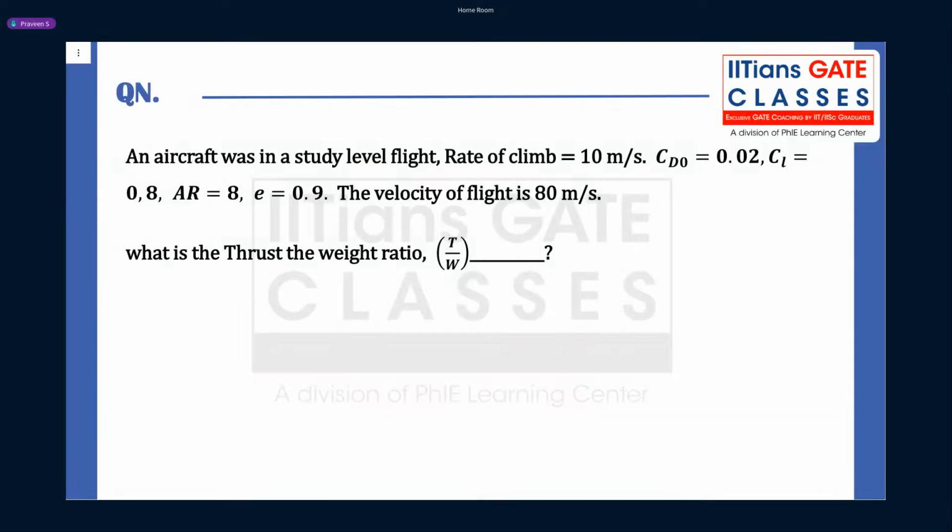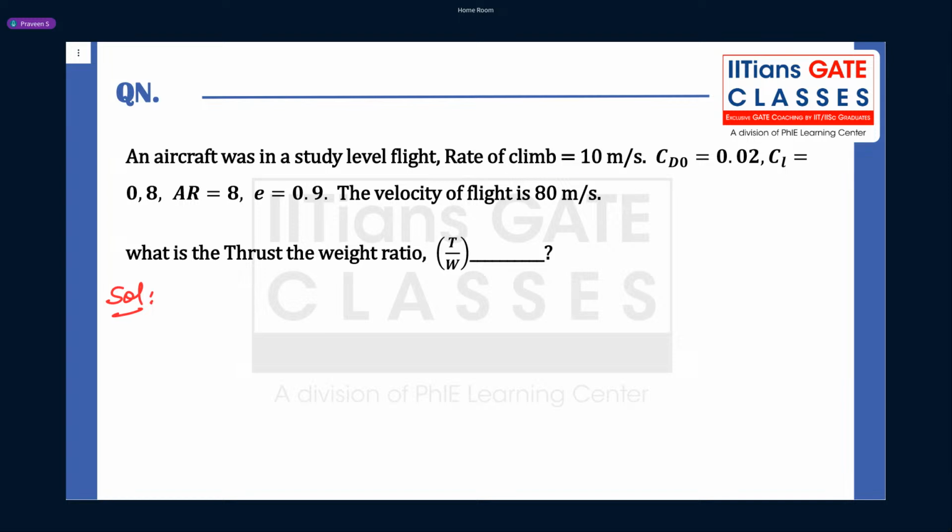An aircraft was in a steady level flight. Rate of climb is 10 meters per second. CD naught is 0.02. CL is 0.8. Aspect ratio is 8. E is 0.9. Velocity of flight is 80 meters per second. What is the thrust to weight ratio? Again, this is a very baby level question. We have solved questions like this in our test series and classes.